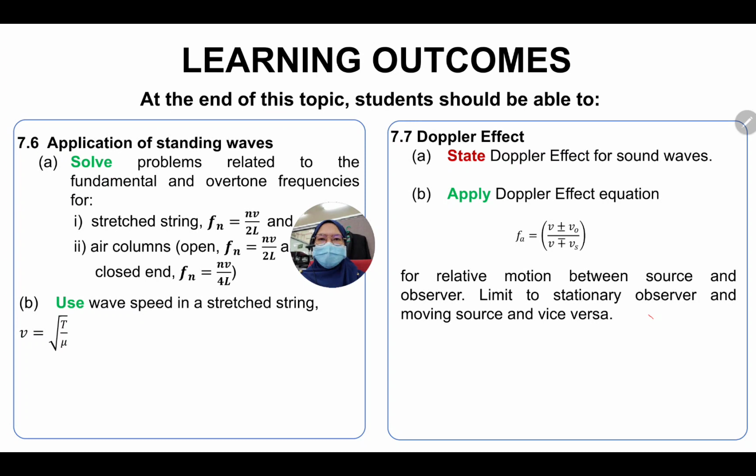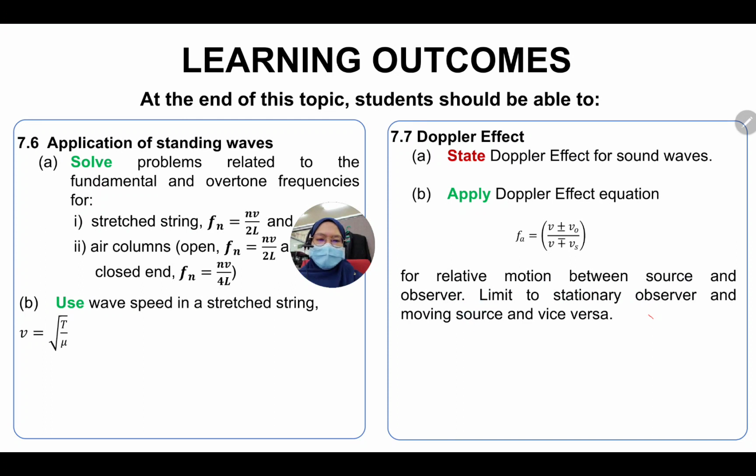Okay, so let's continue our lecture with the very last subtopic for chapter 7. Today is about the Doppler effect. By the end of the lesson, you should be able to state what the Doppler effect is for sound waves, then apply the Doppler effect equation. This is the equation for relative motion between source and observer.